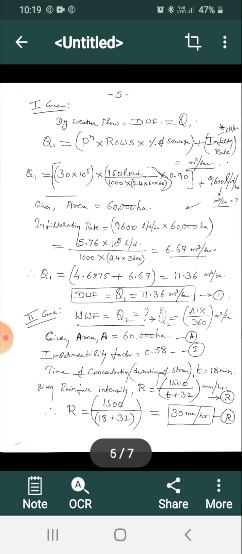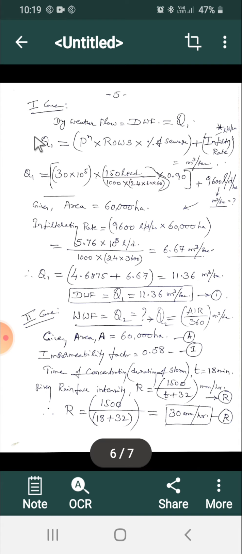Okay, let us start with the first case. Dry weather flow is Q1. You know, population into rate of water supply into percentage of sewage. Sewage means the water which is entering into the pipeline. You have to add the infiltration rate if it is given. If exfiltration is given, you have to do minus. This much water is plus, this water plus or minus the infiltration or exfiltration, then only you will get the total value.